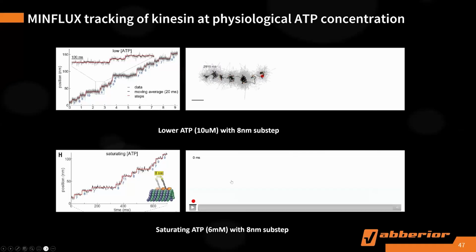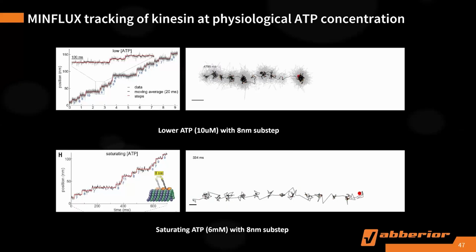Now we use the physiological concentration of ATP, which is 6 millimolar, orders of magnitude higher. Now you see the kinesin is moving very fast on the microtubule. It's working on the microtubule in 2D, right? You check the time resolution: less than 1 second, 780 milliseconds, we trace all the steps. And again, it shows an 8 nanometer sub-step.